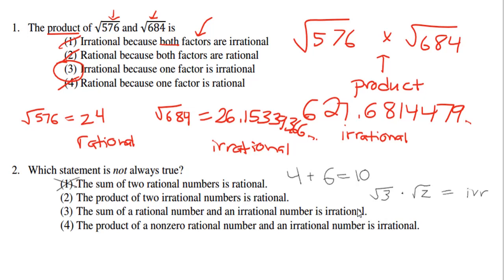The sum of a rational number and an irrational number is irrational. Is that always true? If I take a rational number and I add it to an irrational number, is that always going to be irrational? Yes. The product of a non-zero rational number. The only reason they're specifying non-zero is because 0 is technically a rational number. So product of a non-zero rational number and an irrational number, will that always be irrational?